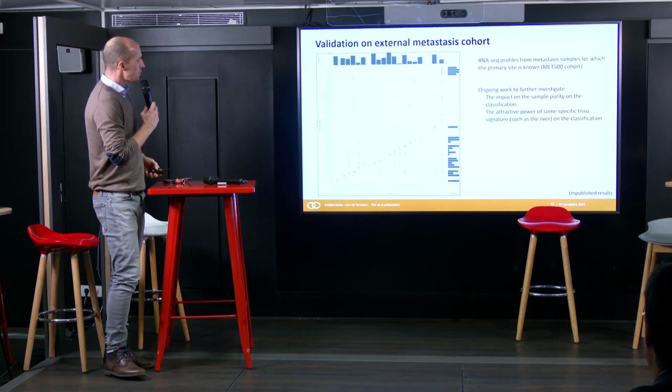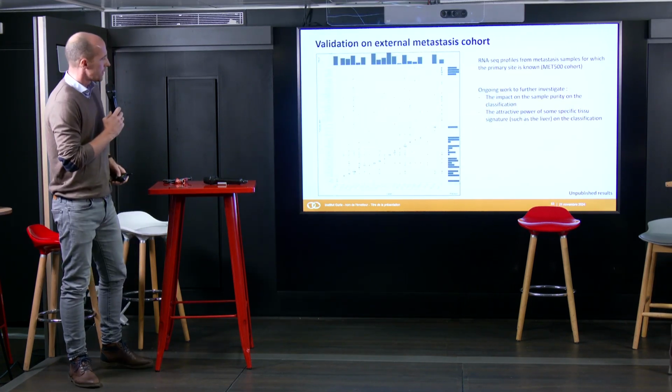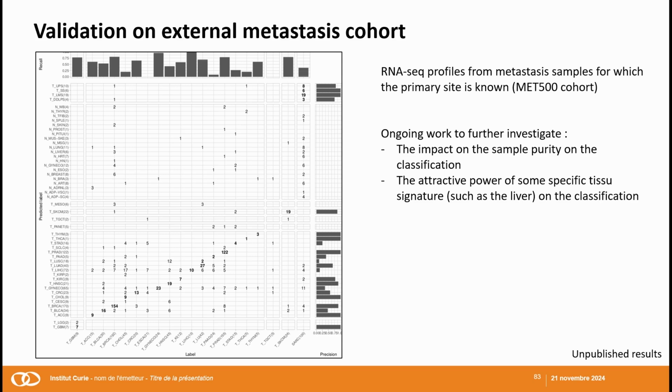Then we tried to validate the model on other data types, and this is where we start to have some issues. You have in the literature a few, but really not that many, datasets of metastatic cancer for which the primary tumor was known. So that's the perfect validation test that we can use for the model.